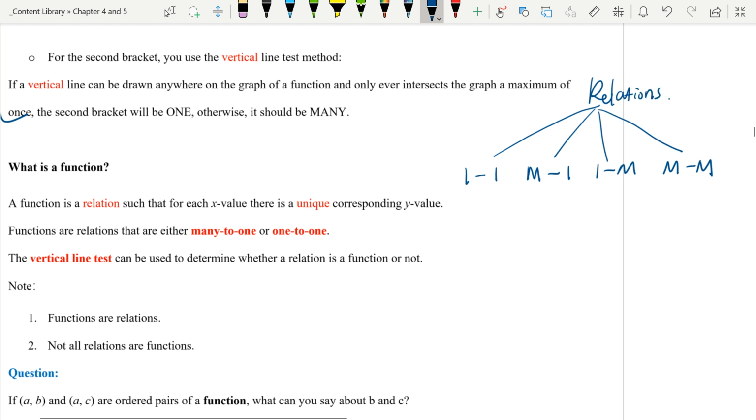That's the 4 types of relations we have here. And then 2 of them are called functions. The first 2 types of relations are functions. The other 2 are not functions, okay? So function is a subset of relation. Only some kinds of graphs are functions, not all. Any graph can be a relation, but only one-to-one or many-to-one relations can be a function.